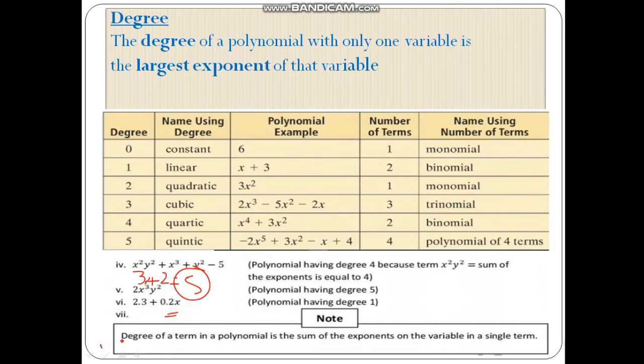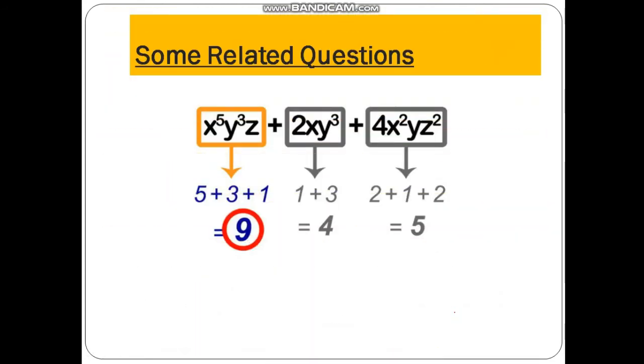Degree of the term in the polynomial is the sum of the exponents on the variables in the single term. Means we have to concentrate where 2 or more variables are involved. We have to concentrate on a single term, and we are going to add up the exponents on the variables of the single term. एक सिंगल टर्म के तमाम वेरिएबल्स के एक्सपोनेंट्स को ऐड कर लेते हैं और उनमें जो लार्जेस्ट होता है वो डिग्री ऑफ द पॉलिनोमियल होती है.